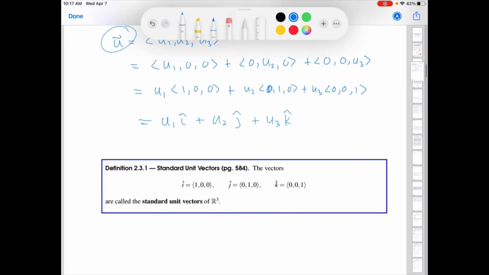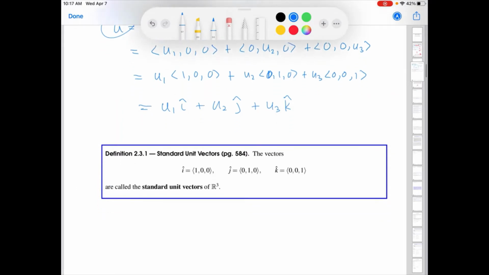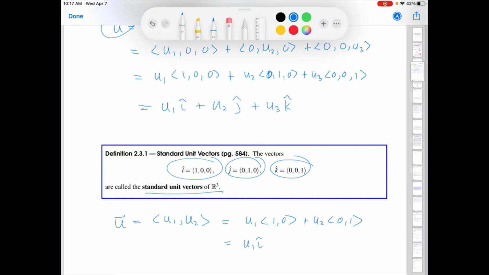And so that leads us to our definition, just to formalize that. So the vectors (1, 0, 0), (0, 1, 0), (0, 0, 1) are the standard unit vectors of R3. We could have played a similar game, and I'll just write this out very quickly, with a vector in R2. So we could decompose this as follows. And this would then be u1 i hat plus u2 j hat. Okay, so similar decomposition to what we just did with a vector in R3.